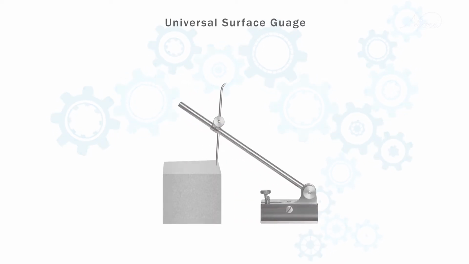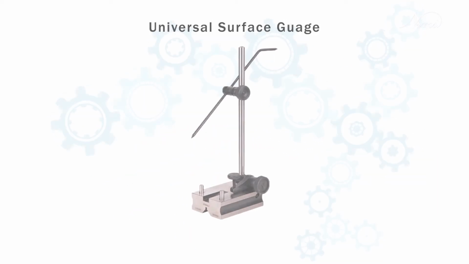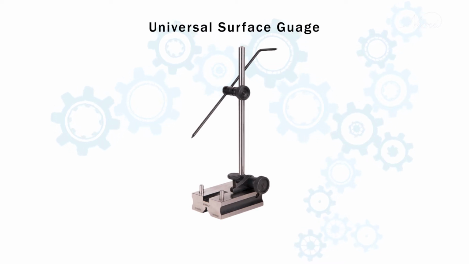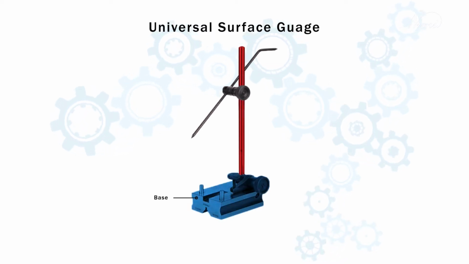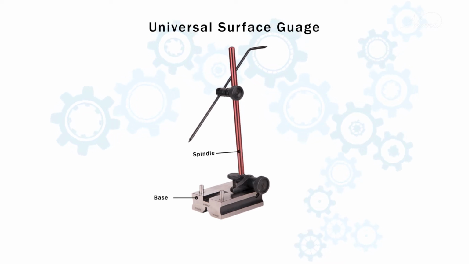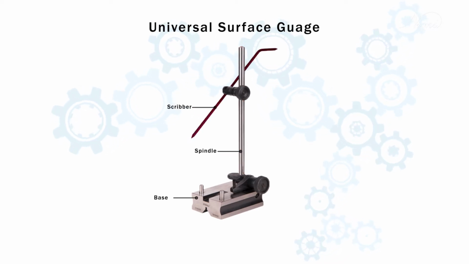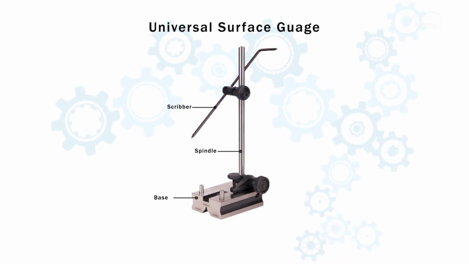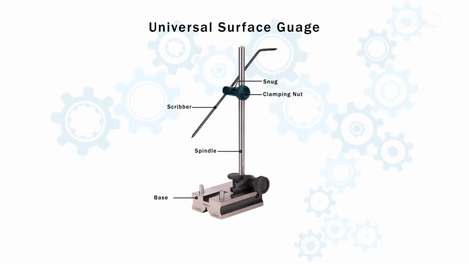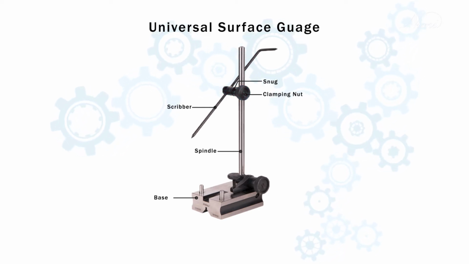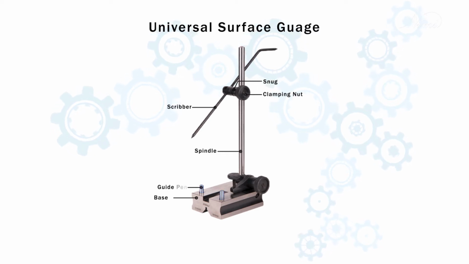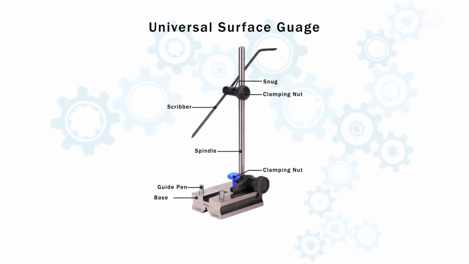Next we see the main parts of the universal surface gauge. The universal surface gauge consists of, first, the base or magnetic base. The second is the spindle, the third is the scriber, and the fourth is the universal clamp. This universal clamp consists of a snug and clamping nut. Next are the guide pin and fine adjustment screw.